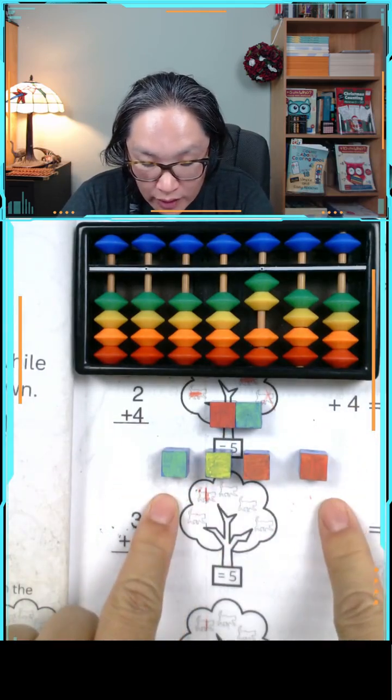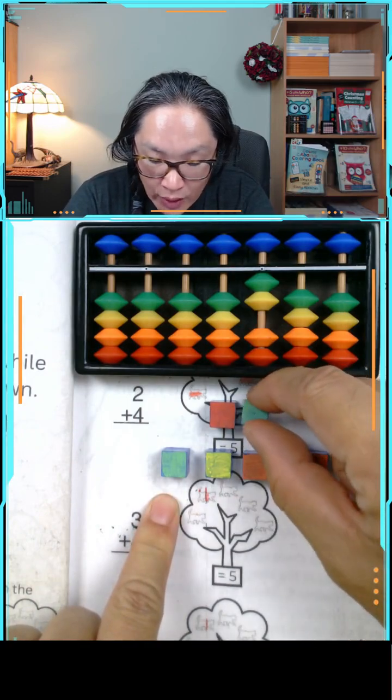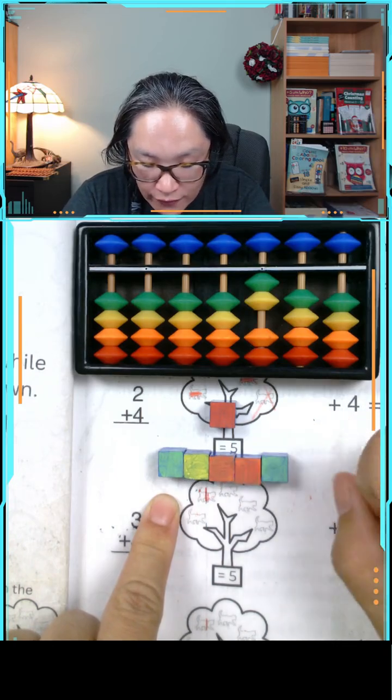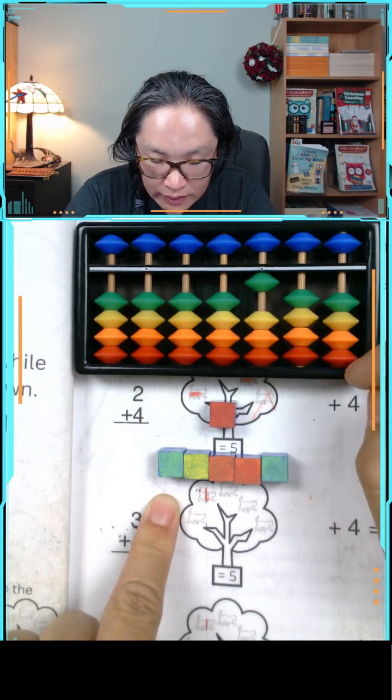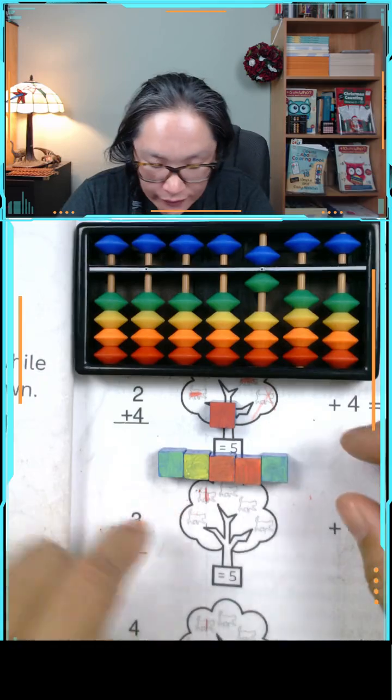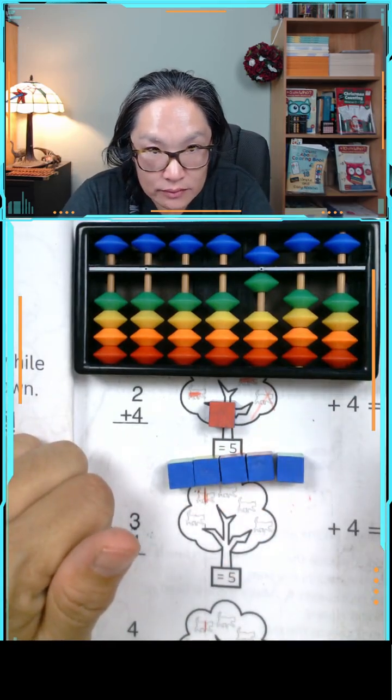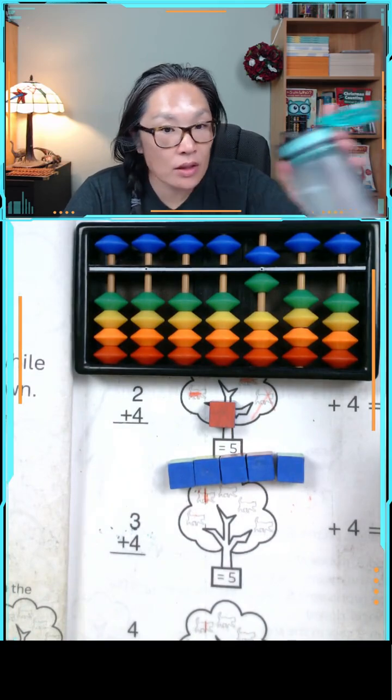Well, we have 4 here. All we got to do is take away 1 from the 2. Add it to my 4. Take away 1. Add the 5. So my final answer is 6. That's all I did.